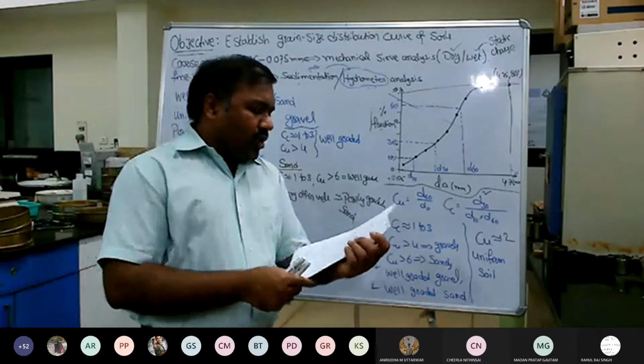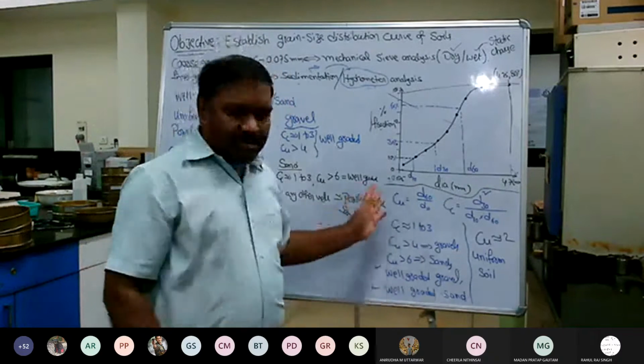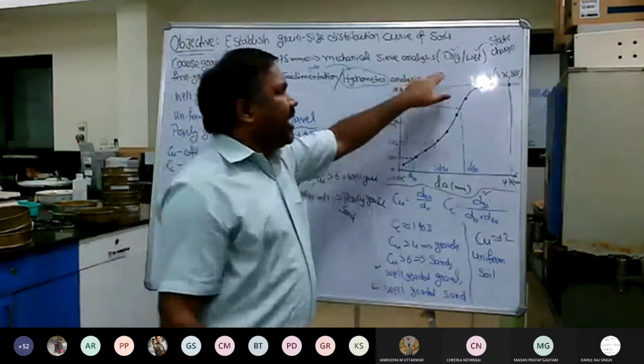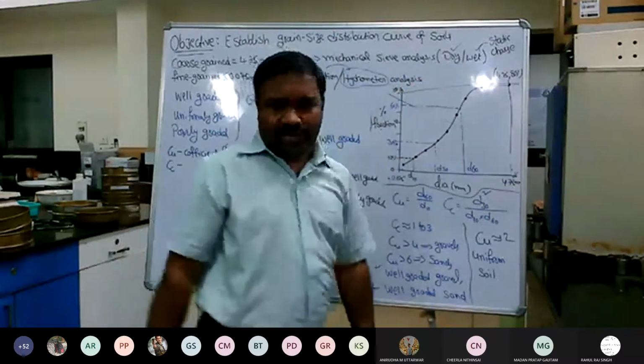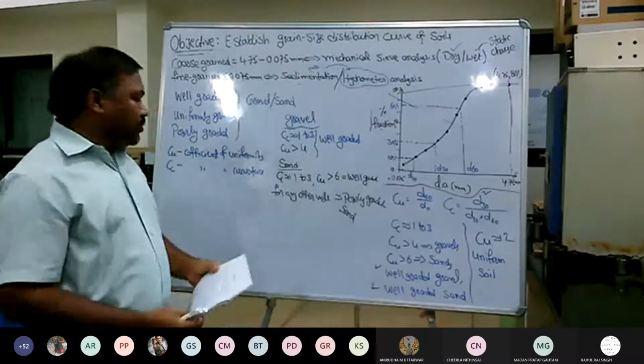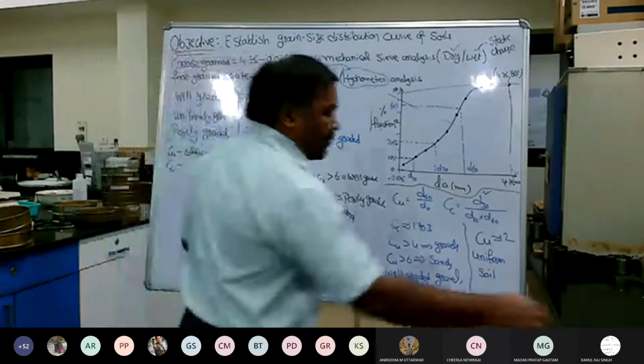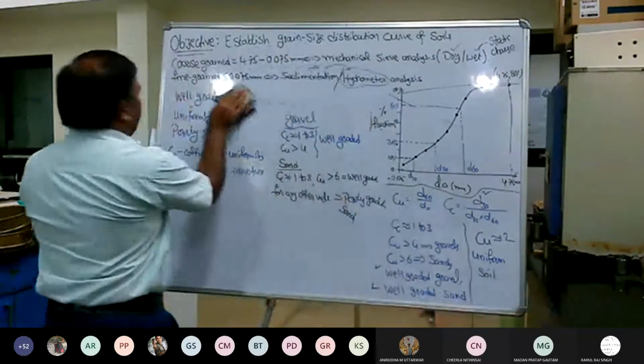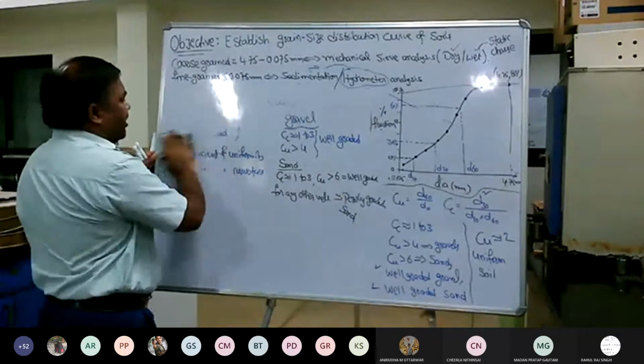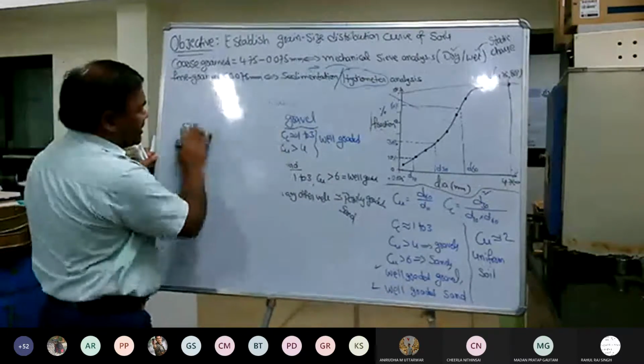Okay. So the objective of the analysis is the same between dry and wet sieve analysis. Now procedurally, what is the difference between wet sieve analysis and dry sieve analysis?